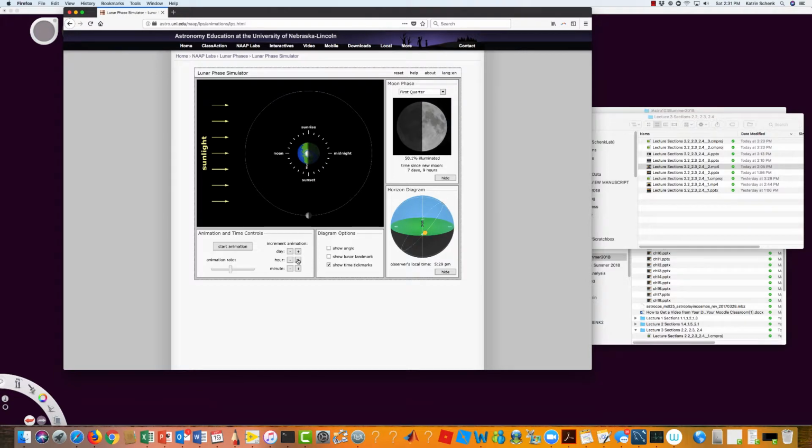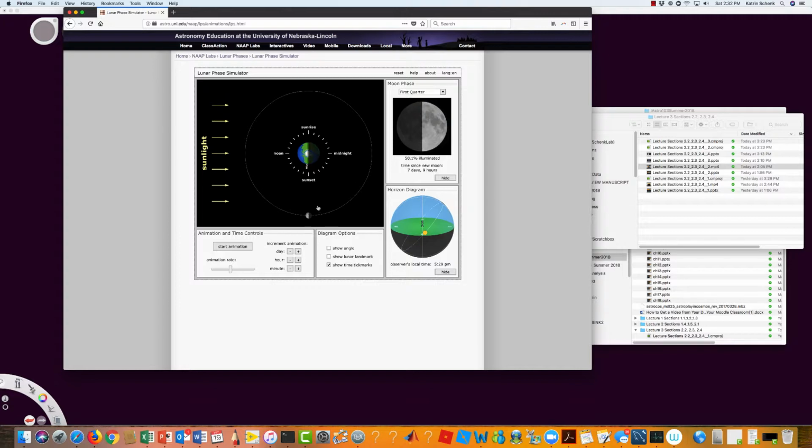Okay, good enough. So now, first quarter. This is called the first quarter, right? Because we started from the new, and then we're getting to a quarter. Now, notice again, always, there's half of the moon that's illuminated by the sun. So if you took a little rocket and were circling around the moon, you'd see half of it was bright and half of it was dark.